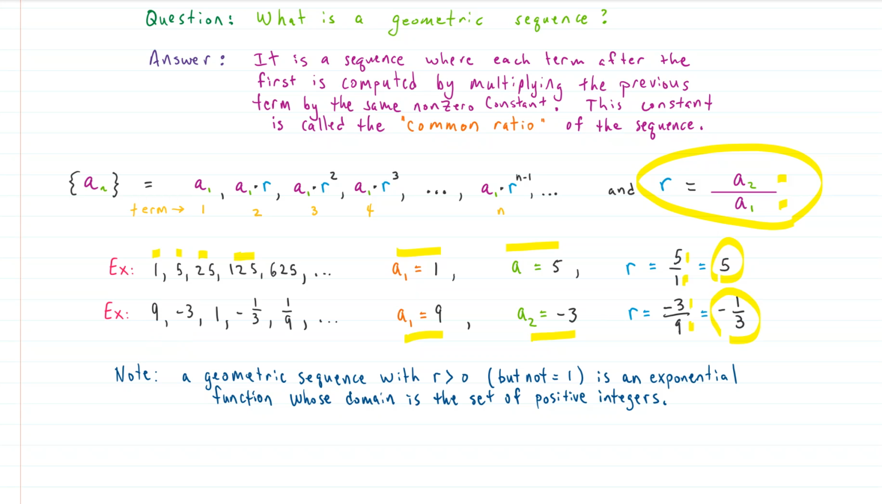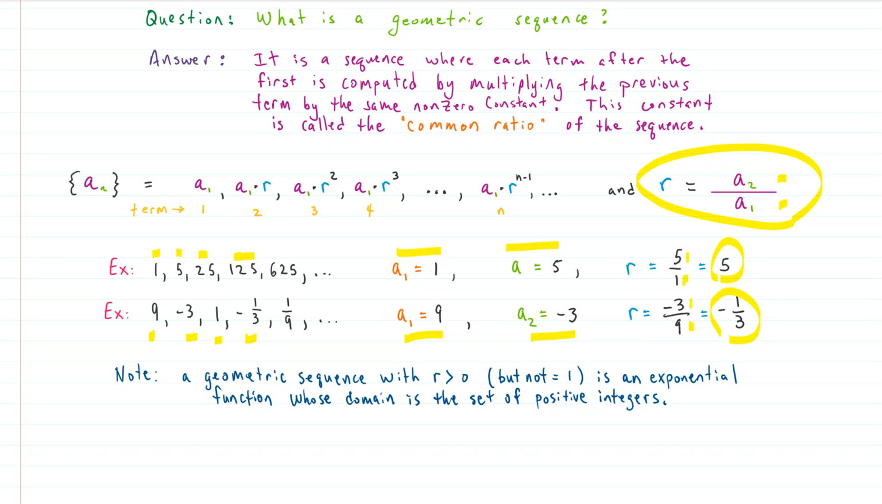So if we go back to our sequence here, 9 is our first term, that's just given to us. We multiply that by negative 1/3, we get negative 3. We multiply negative 3 by negative 1/3 and we get 1. We multiply 1 by negative 1/3 and we get negative 1/3. So you can see that each of these terms is found by multiplying the previous term by the common ratio.